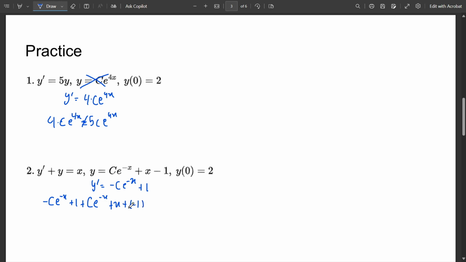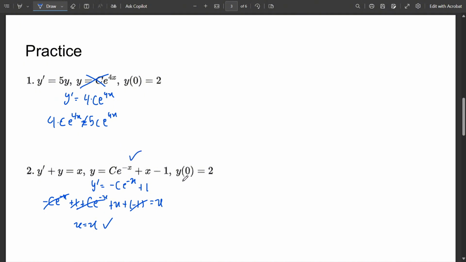And we substitute it, we have negative c e to the negative x plus 1 plus y, which is c e to the negative x plus x minus 1, and that equals x. So we have this cancels, 1 and negative 1 cancel, and x is equal to x. So this is true. So this is a general solution to this differential equation. Remember that this is a family of curves.